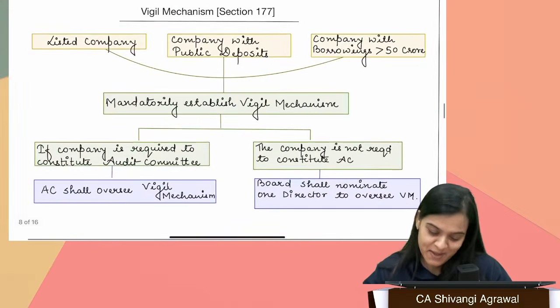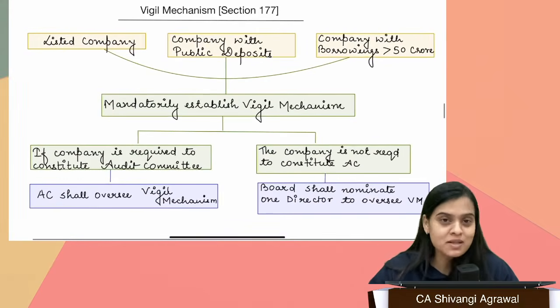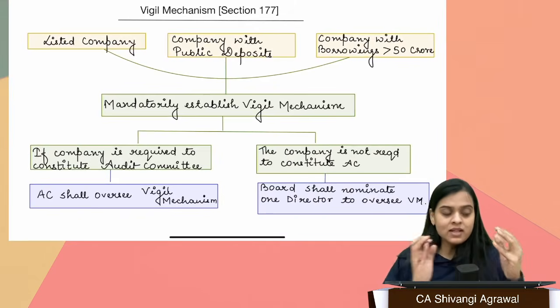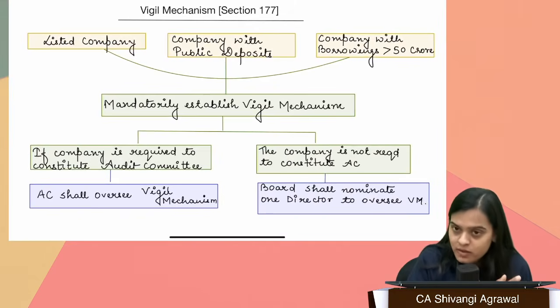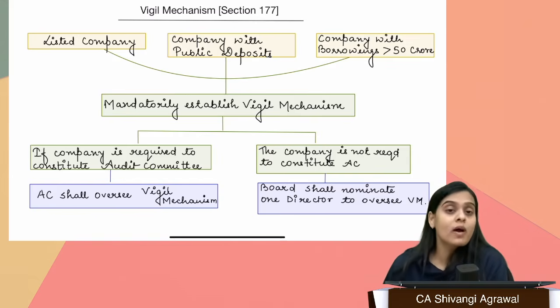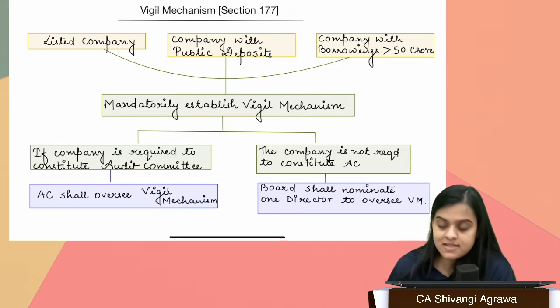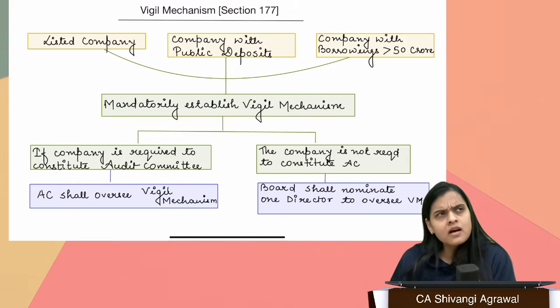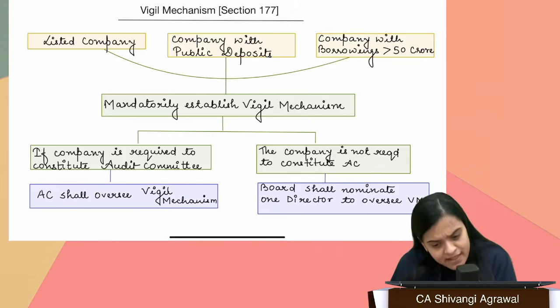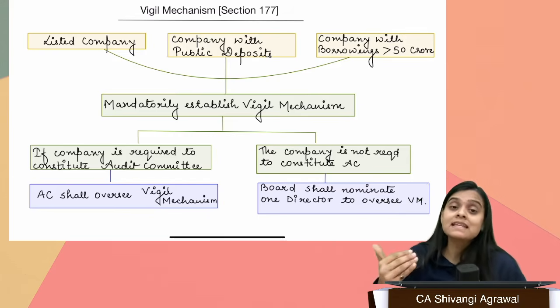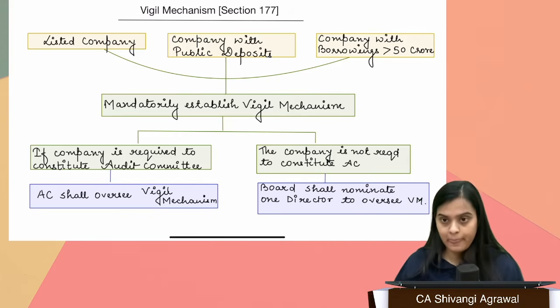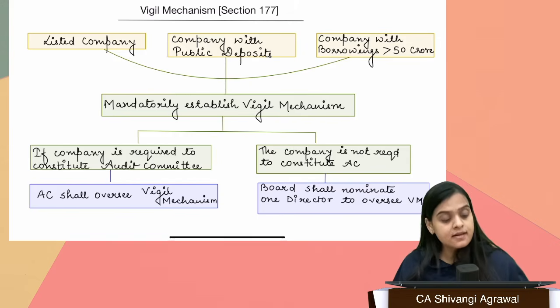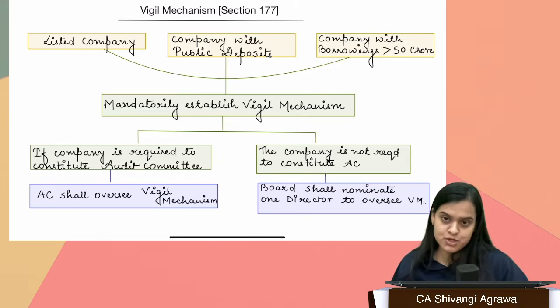We also have something called the vigil mechanism. Now, the companies which are required to constitute an audit committee are not the same companies which are required to have a vigil mechanism. It is entirely different. Vigil mechanism is for protecting the ones who raise their voices. It is giving them safeguards against victimization.